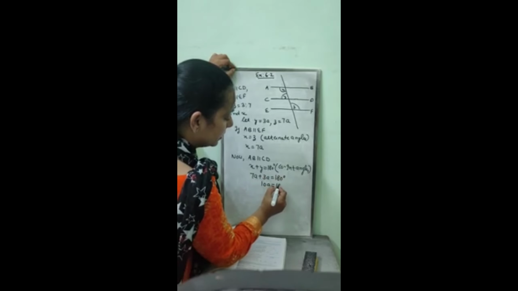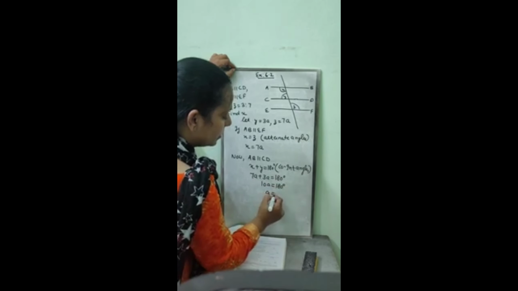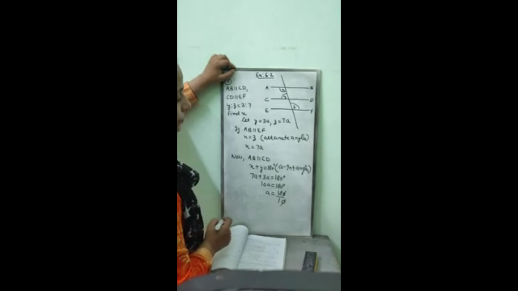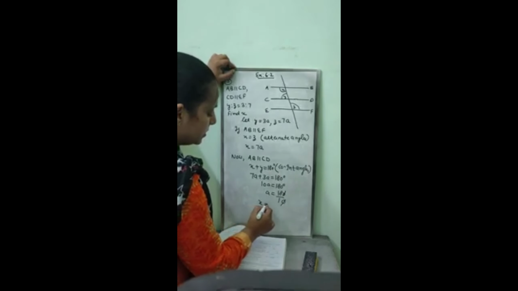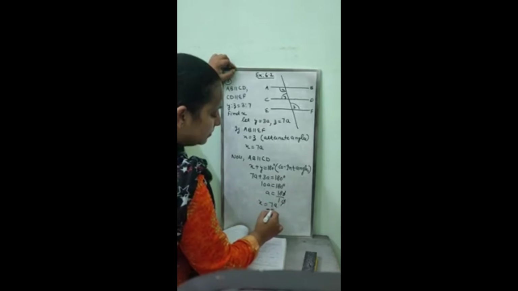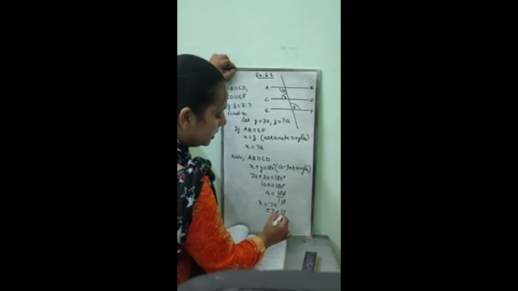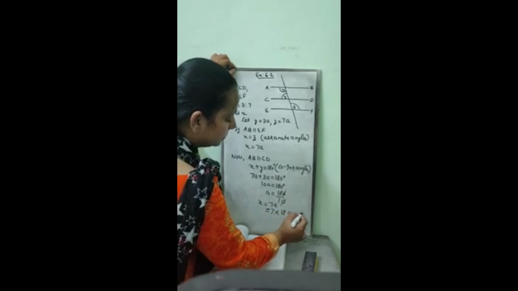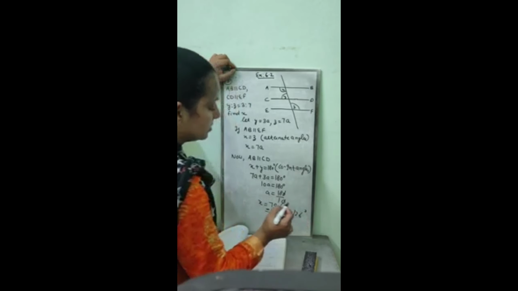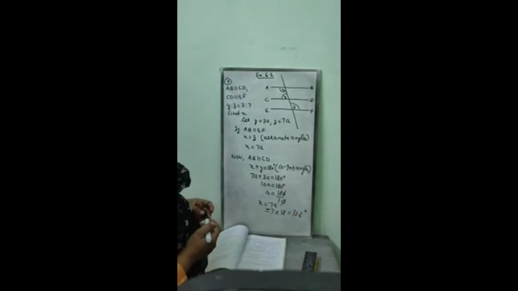10A is equal to 180. Value of A is 180 upon 10. A is 18. So X is 7A means 7 into 18. This is 126 degree. In this way, you can find X with the help of Y and Z. Clear? Give a 1 minute review to this sum thoroughly.